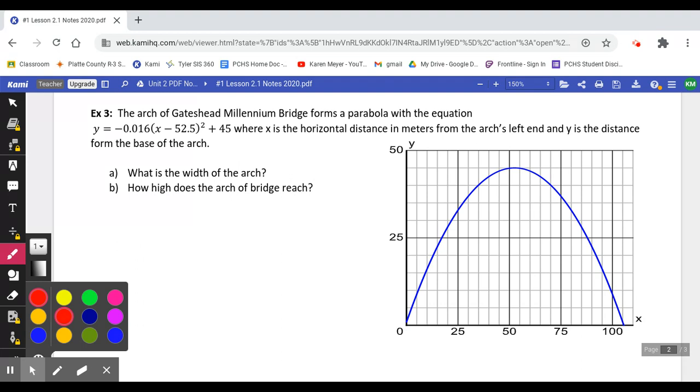So we have two things we want to do. The first thing is we want to find the width of the arch. My arch is pretty close, so we're just going to estimate it here. I'm going to say it starts at 0, and then over here we're going past 100. If you notice, the scale on the bottom is by 5, so I'm going to estimate this one to be at 105. The width is the distance between them, so the distance between 105 and 0 is just 105 meters.